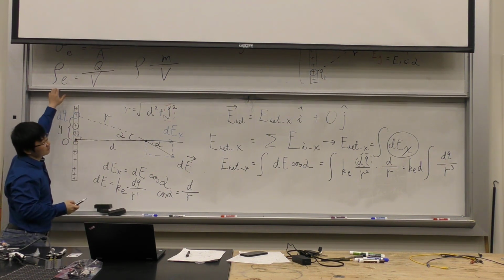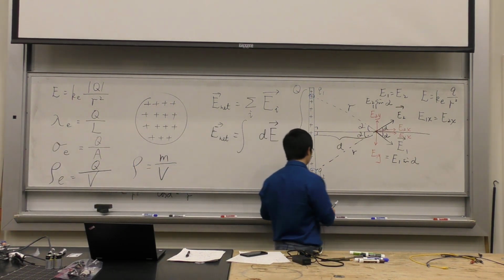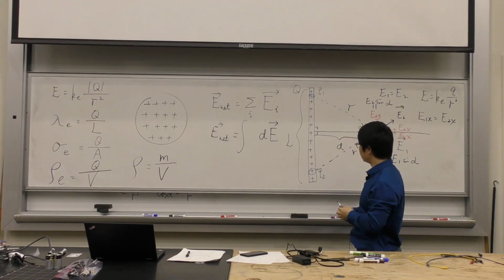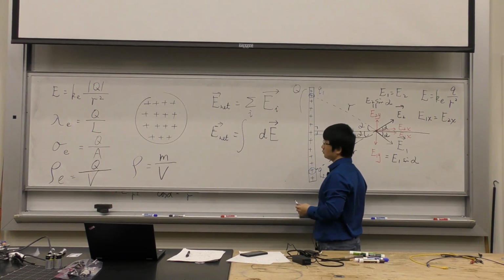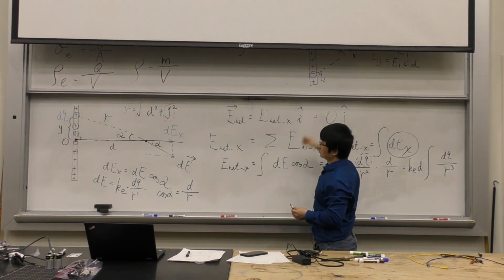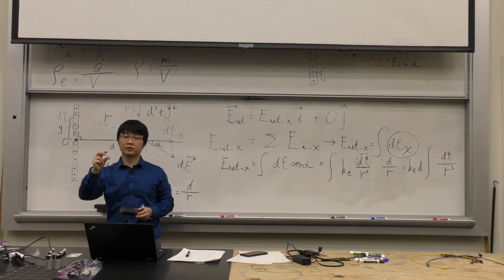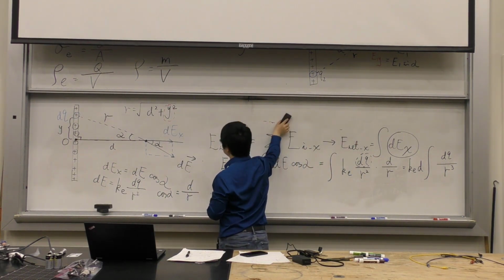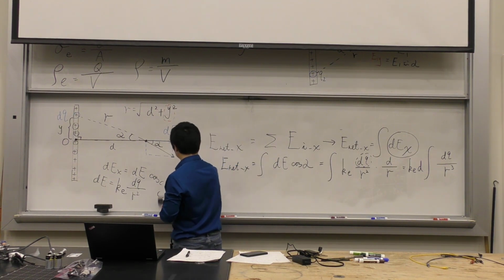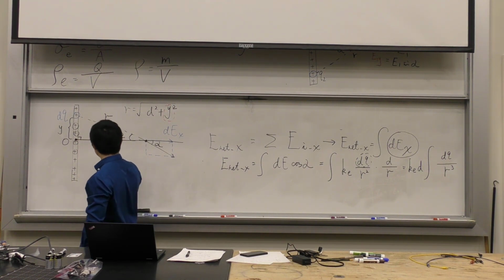That's why linear densities are useful. So let's take a look at how we can write this dq in terms of this lambda and this y. This dq is going to be an infinitesimal charge, so very, very small. So let's zoom it in. So it's a rod.